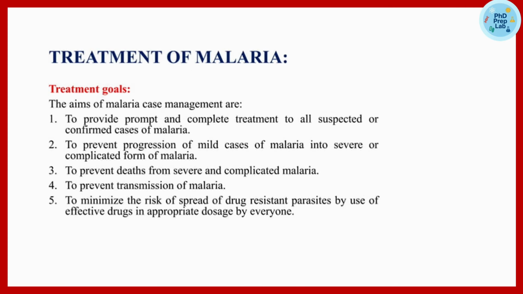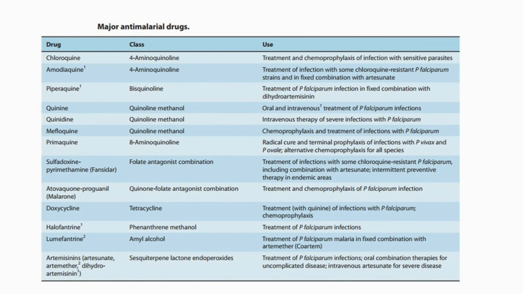These are some treatment goals of malaria, to prevent further risk of attaining it or other people getting it. Among the major anti-malarial drugs, do have a look at some of them at least, like chloroquine, amodiaquine, piperaquine. The main suffix here is the quine word, which will help you identify the antimalarial drugs. So there is the quine suffix, and the INE suffix. These are the most important ones.